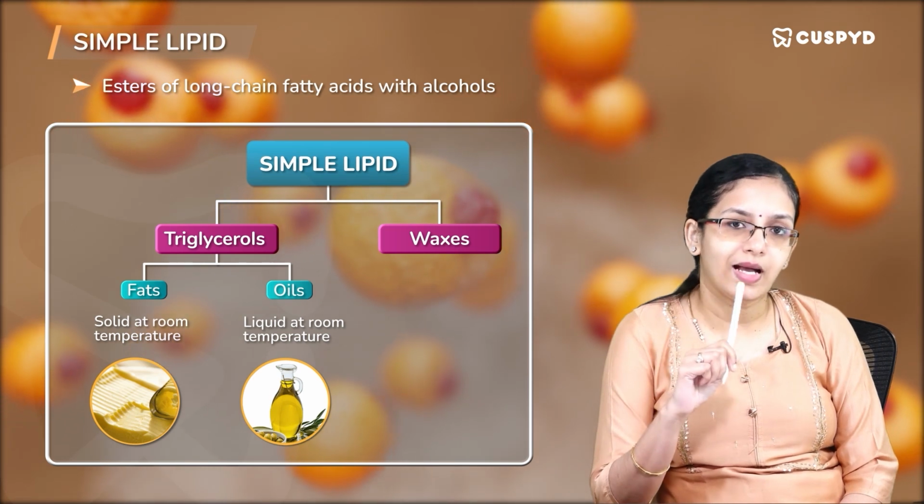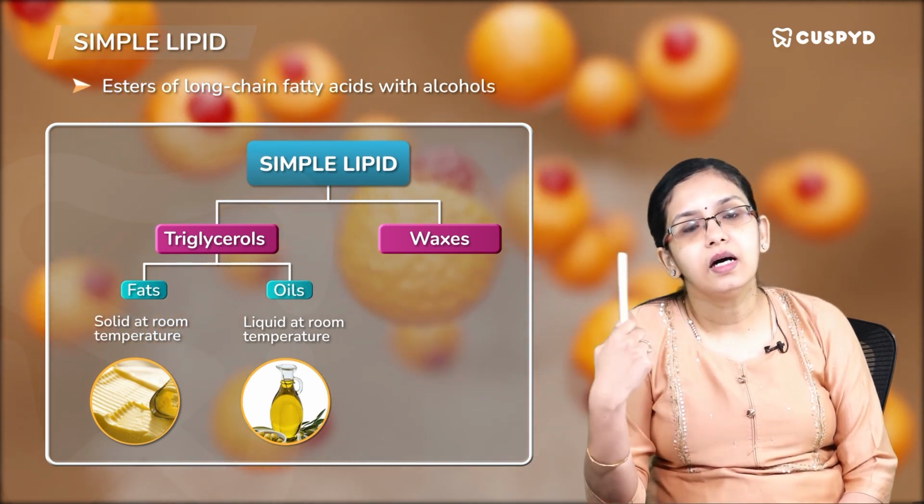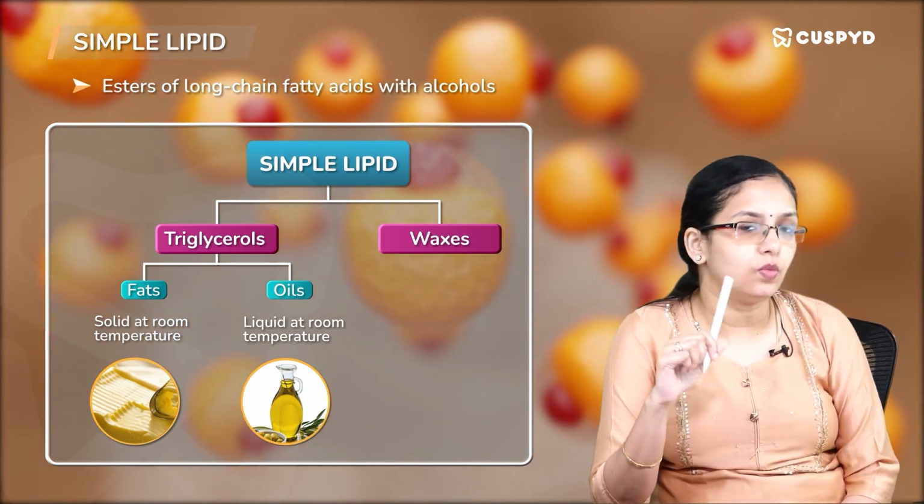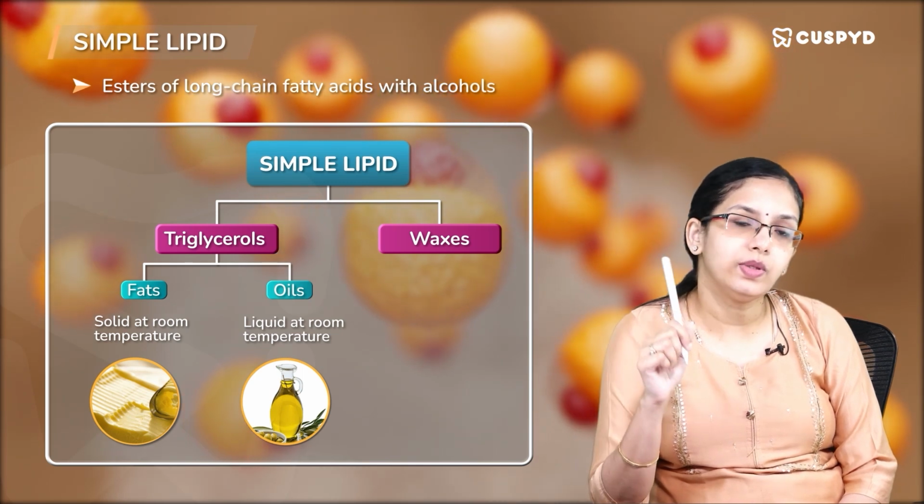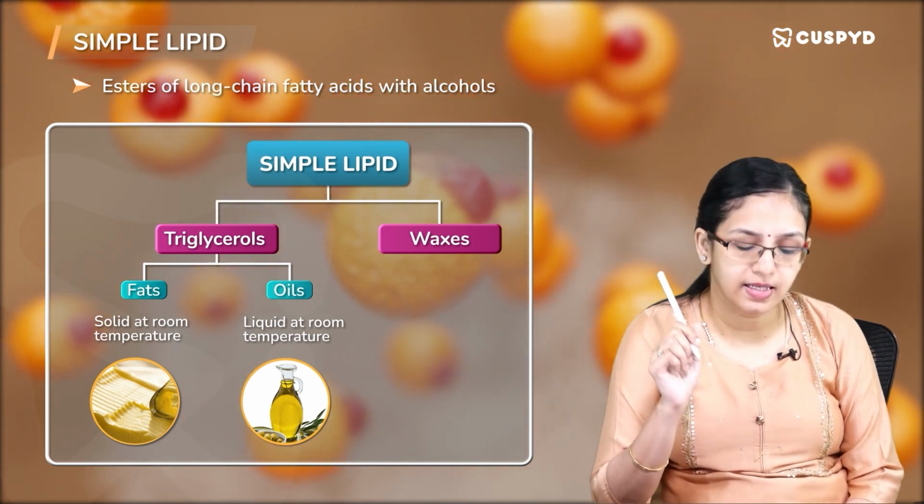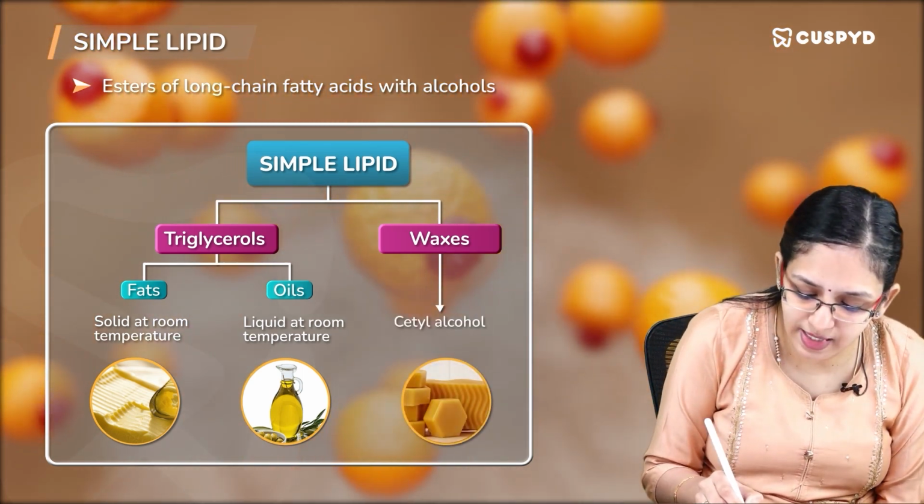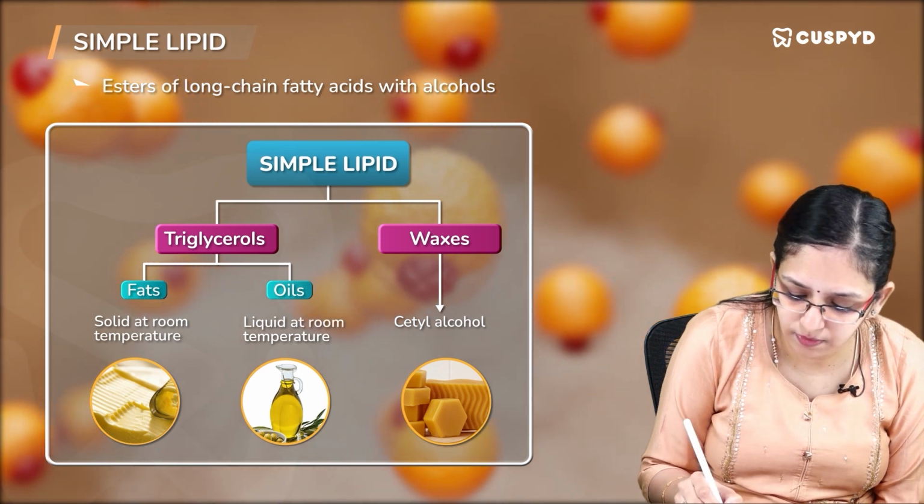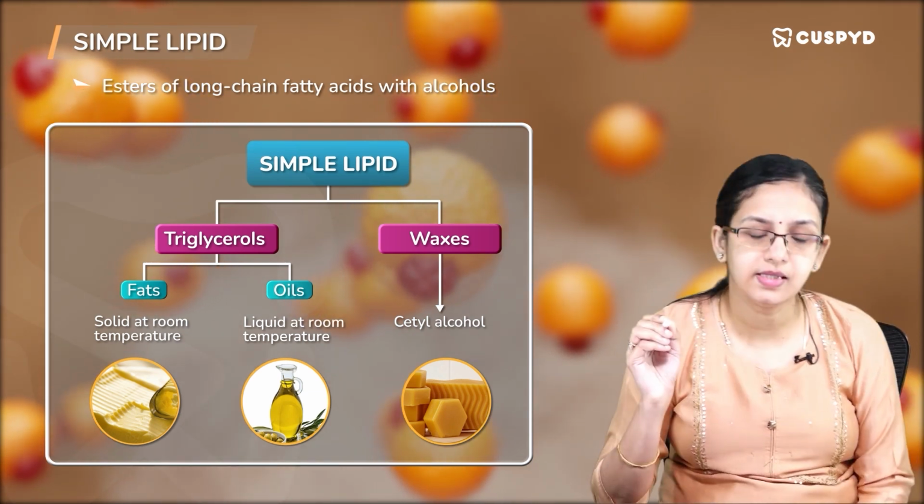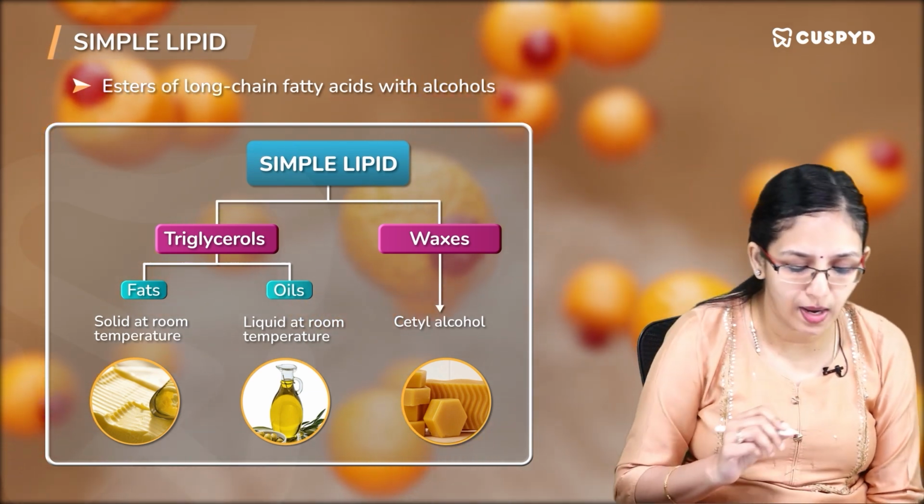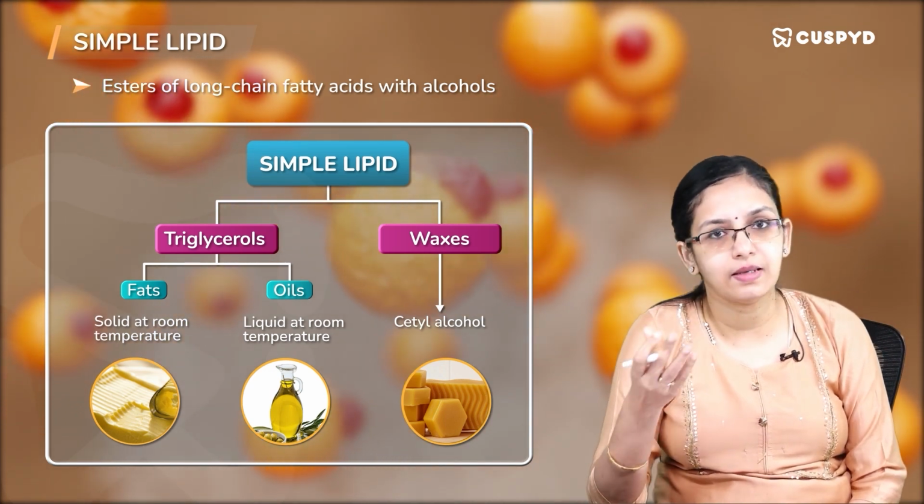Now, waxes contain a different type of alcohol. Other than glycerol, the wax will contain an alcohol known as cetyl alcohol. So, this is the alcohol which is found in wax. An example of a wax is beeswax. Now, we are going to see about simple lipids.